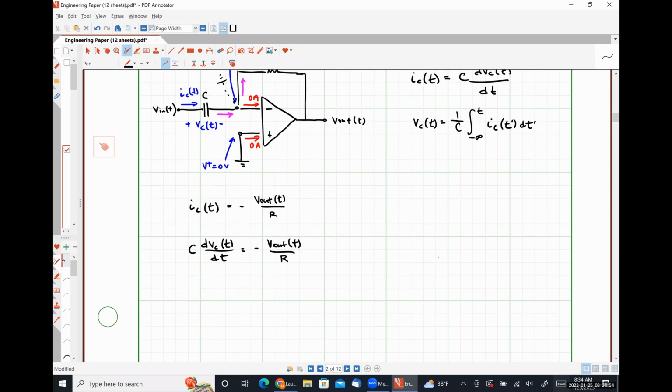So rearranging, what we will find is that V out will be equal to negative RC times the derivative of VC, which is the same as negative RC times the derivative of our input voltage with respect to time. So this is a differentiator, or differentiating amplifier. Okay? It takes the derivative of our analog input signal and then also scales it by some amount.